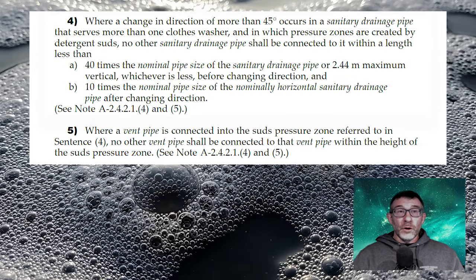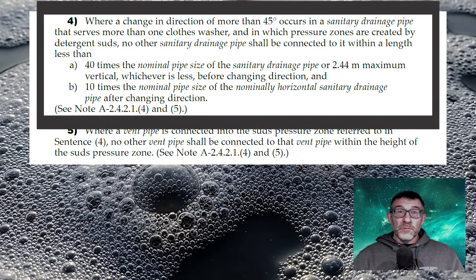Clause 2421 Part 4 says, where a change in direction of more than 45 degrees occurs in a sanitary drainage pipe that serves more than one clothes washer, and in which pressure zones are created by detergent suds, no other sanitary drainage pipe shall be connected to it within a length less than a. 40 times the nominal pipe size of the sanitary drainage pipe, or 2.44 meters maximum vertical, whichever is less, before changing direction, and b. 10 times the nominal pipe size of the nominally horizontal sanitary drainage pipe after changing direction.